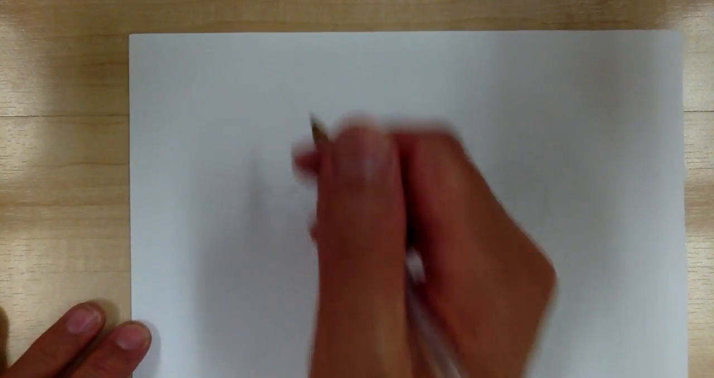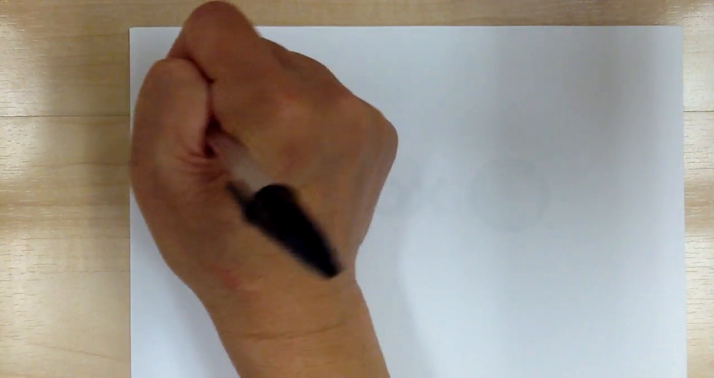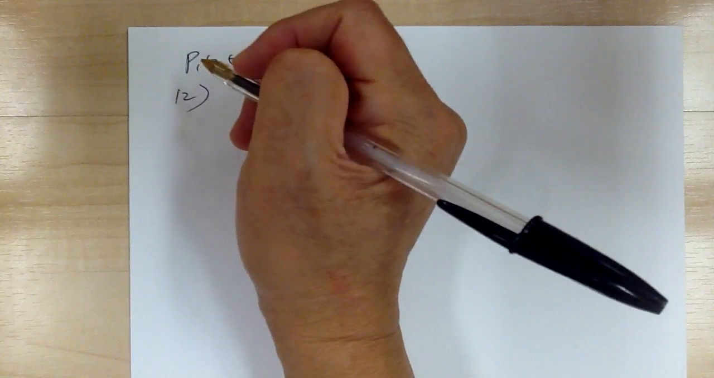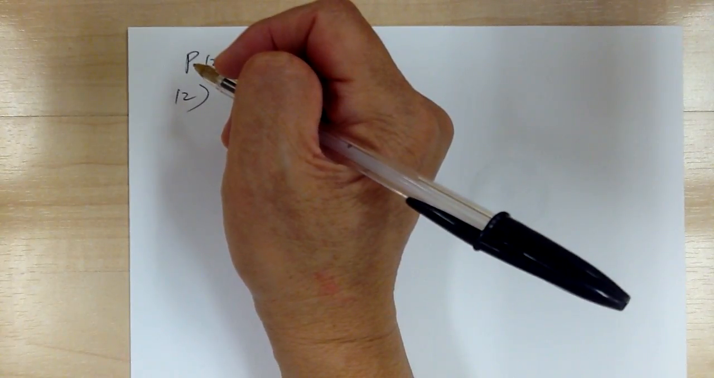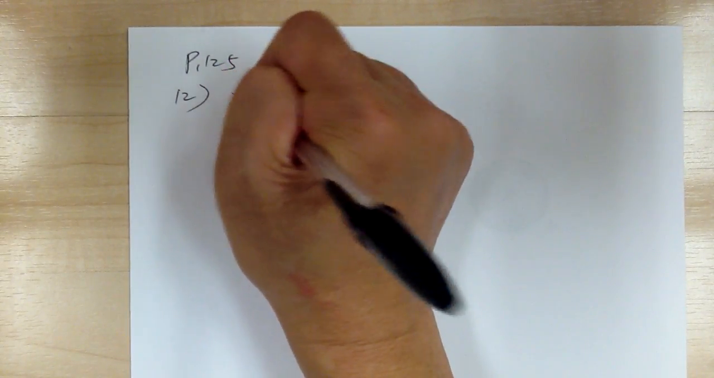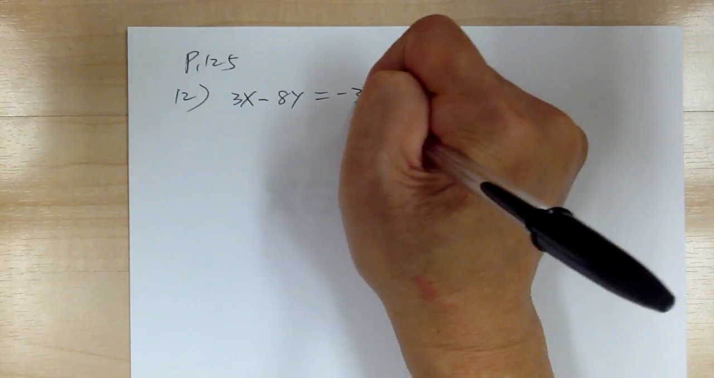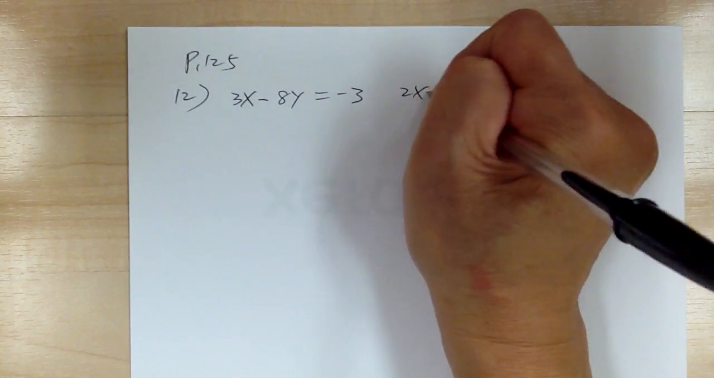Okay. Okay, next let's go to page 125 and let's do number 12. Okay, number 12, this one is solving the equation. So you've got 3x minus 8y equals negative 3. And when you're solving a system of equations, you write two equations side by side.